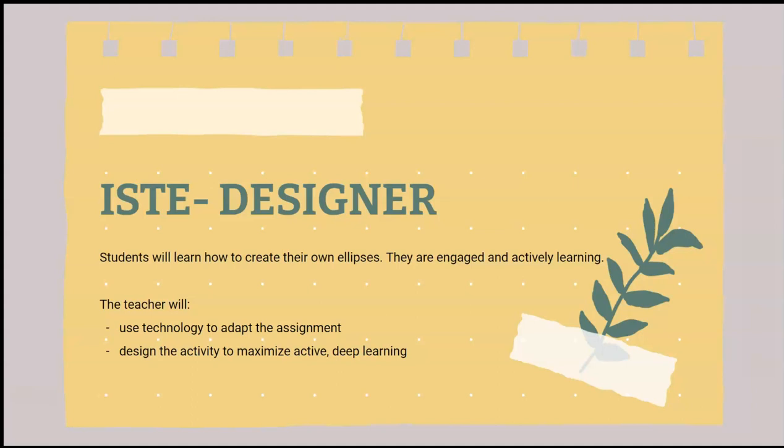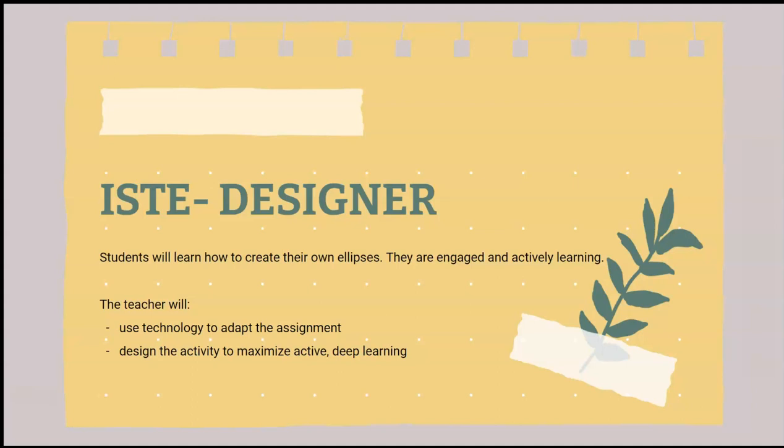For ISTE Designer, students will learn how to create their own ellipses. They are engaged and actively learning. So this is a very creative assignment where they're able to make the ellipse themselves at the end. And Desmos is very interactive where you can get very creative with the ellipses. You can make them as big as you want, as little, and it's just a very interactive website that really allows for creativity. And I want to use that technology to adapt the assignment, hopefully make it better, not worse, but make it better for each student, maybe make it harder.